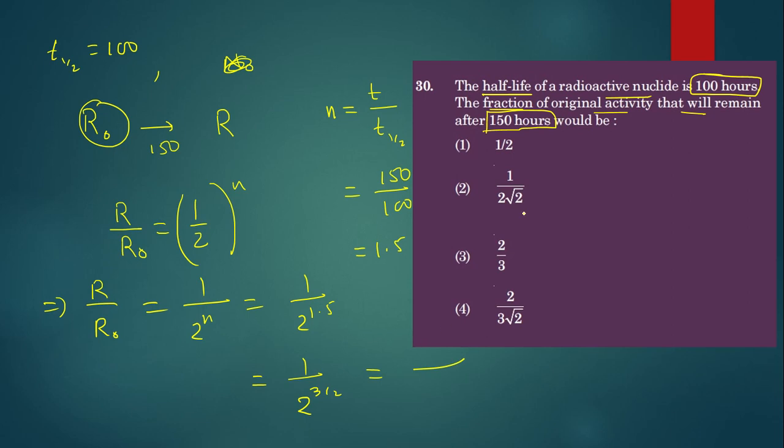Now I check the options. I have to convert the calculation in terms of square root perhaps. So I will write it like this: 2 into 2 power half. So this is equal to 2 square root of 2. So the answer is option 2. I hope this is clear. If it's so, let's move on to the next question.